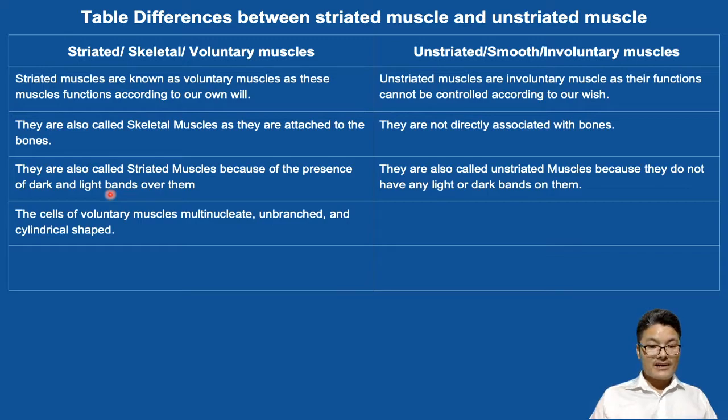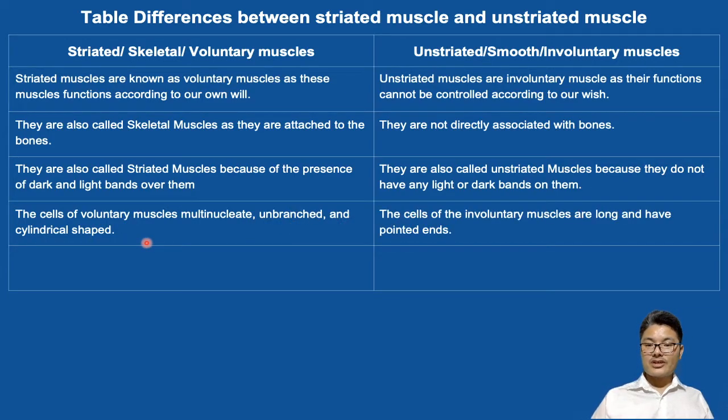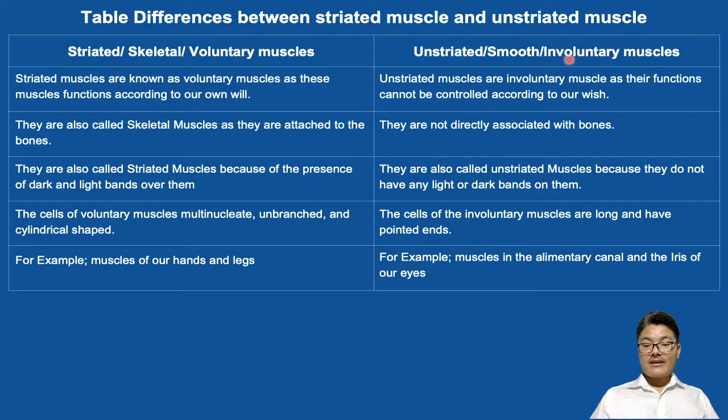Now, in case of the cellular characteristics of skeletal muscle, these are multinucleate, having many nuclei, unbranched, and cylindrical shaped. But in case of unstriated muscle, these may have pointed ends in case of smooth muscle. Our example of skeletal muscle is the muscles of our hands and legs. Muscles in the alimentary canal and iris of our eyes are made up of smooth muscles. So this is the difference between striated muscle and unstriated muscle.